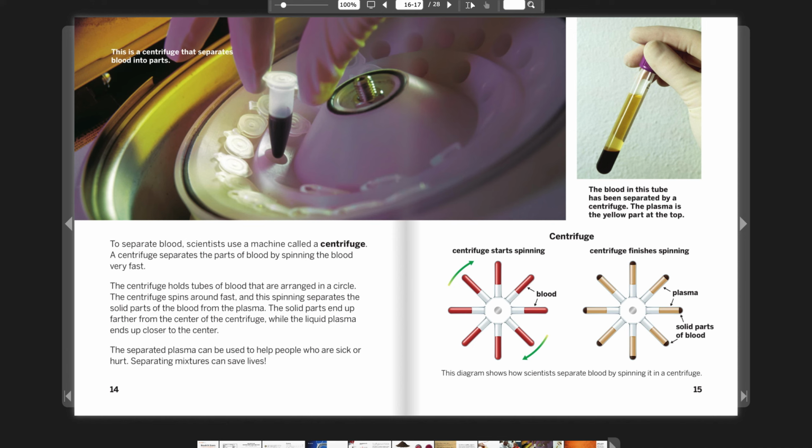The solid parts end up farther from the center of the centrifuge, while the liquid plasma ends up closer to the center. The separated plasma can be used to help people who are sick or hurt. Separating mixtures can save lives.